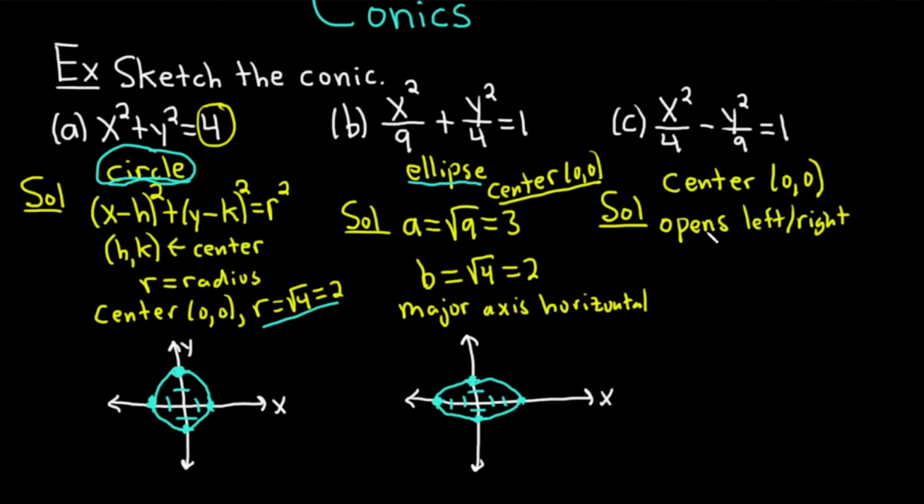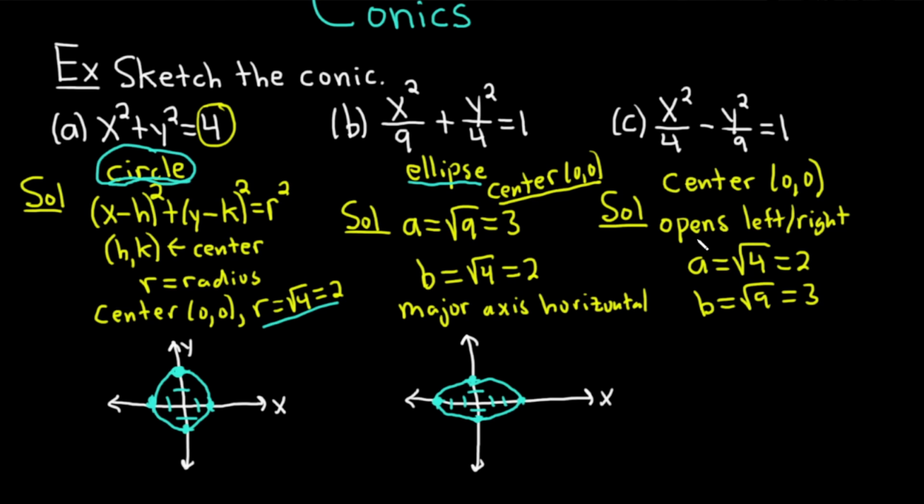The center is 0, 0. A is the square root of whatever you see here. It doesn't have to be the bigger one. In fact, I purposely made it smaller just to make the point that it's only in an ellipse that A has to be the square root of the bigger one. And then B is the square root of 9, which is 3.